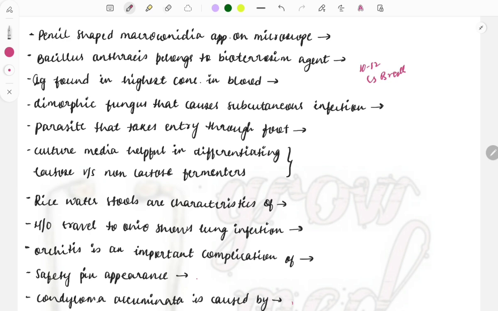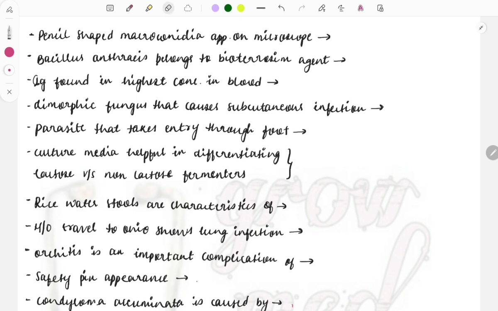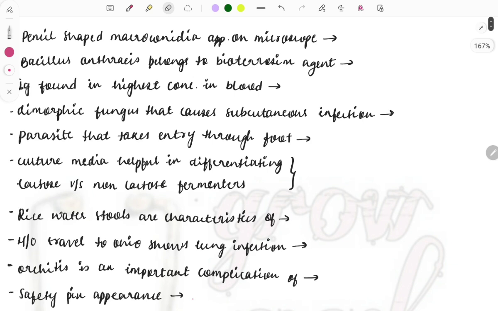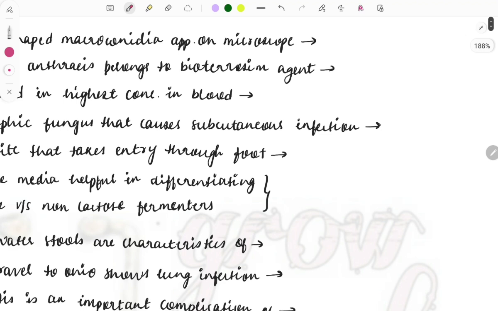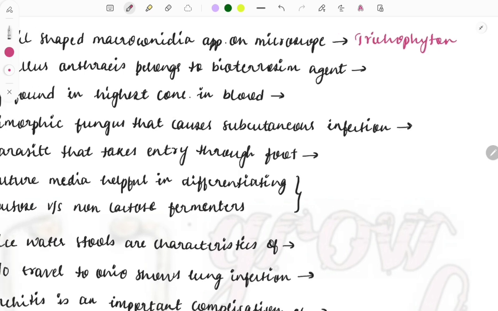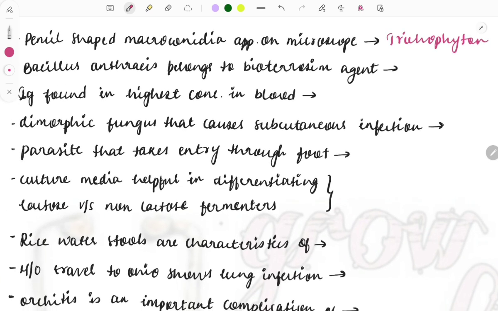Okay, so the first question: pencil shaped macroconidia appearance on the microscope. This is seen in which kind of organism? It is Trichophyton. Trichophyton is a type of dermatophyte, and it affects the nail, the skin, and the scalp also, okay, hair, nail, and skin.